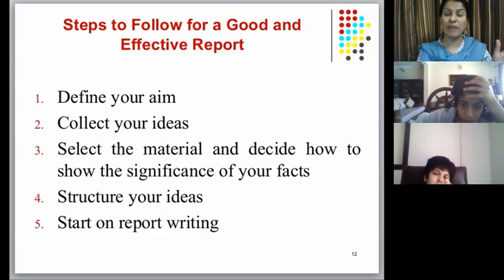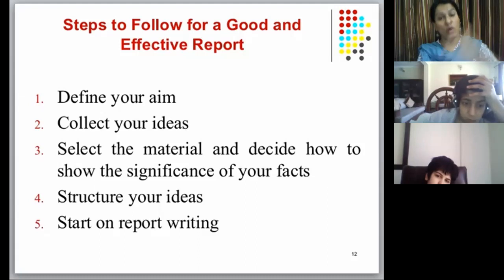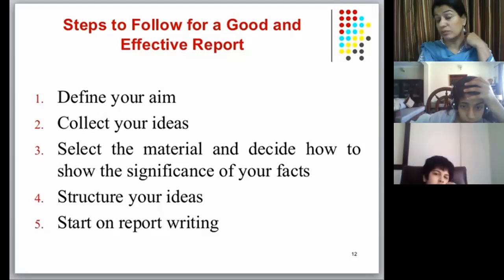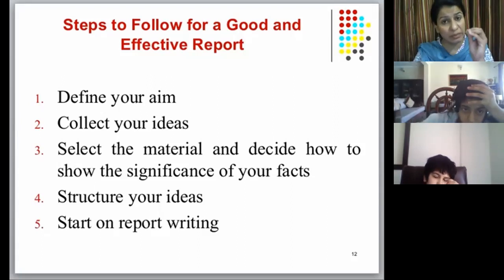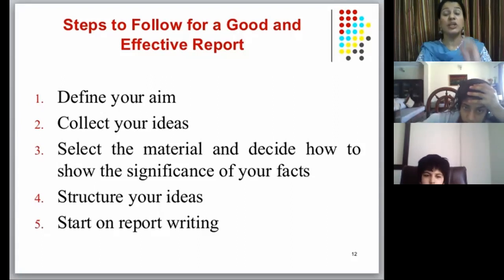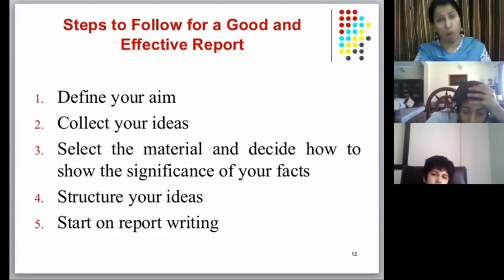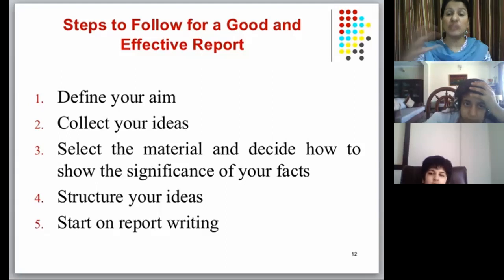We have done mind maps earlier in grade 6 as well. There are multiple ways of jotting down your ideas according to the topic. You can choose any of them, and with time, inshallah, I will teach or revise them with you as well. Select the material and decide how to show the significance of your facts. Out of those ideas, you're going to select the most relevant ones, the ones you think you can provide strong facts of. Structure your ideas. Give a structure to your ideas, how you're going to organize them, how you're going to present them, and then start on report writing.